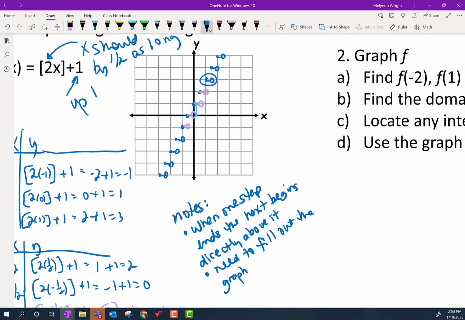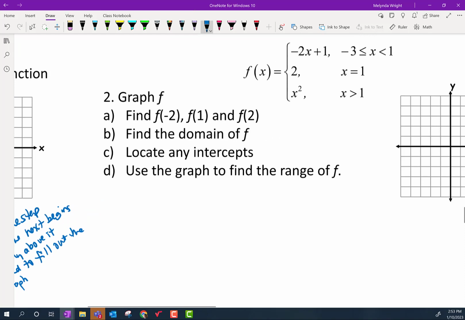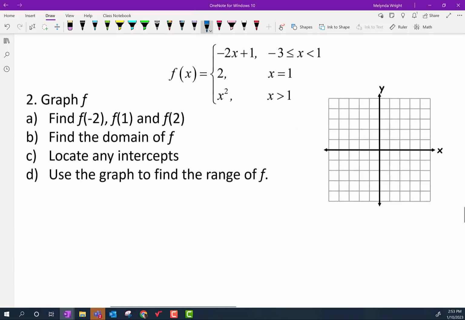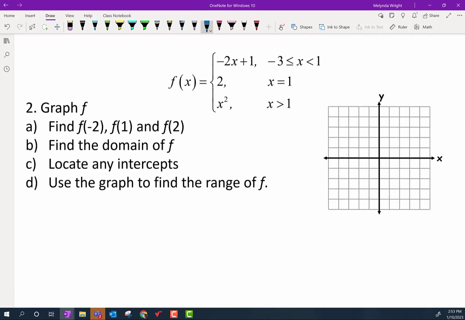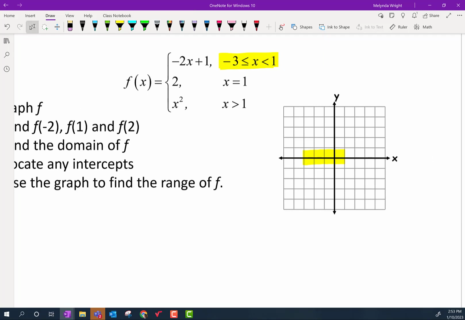Okay, let's work on our piecewise function then. And you'll get some experience graphing those step or greatest integer functions in your notes and in your homework. All right, so let's look at our domain. So this is the first one. We're going to start up at the top. And that one is going to go from -3 to 1. That's where that one goes. So that line, -2x plus 1, should be in that interval right there.